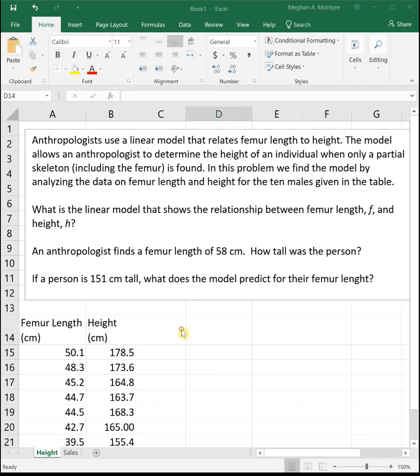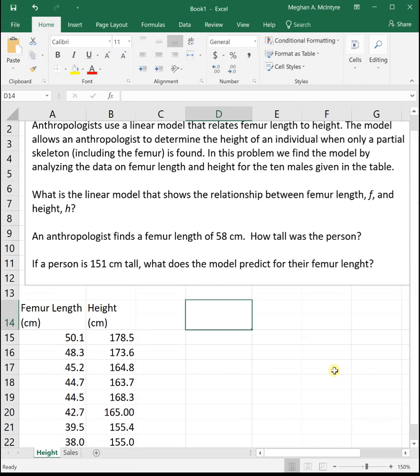I'm going to scroll down so you can see all of it. There we go, so that you can follow along with the video in Excel. So first, what is the linear model that shows the relationship between the femur length F and the height H? To find our linear model, we're going to start by inserting a scatter plot.